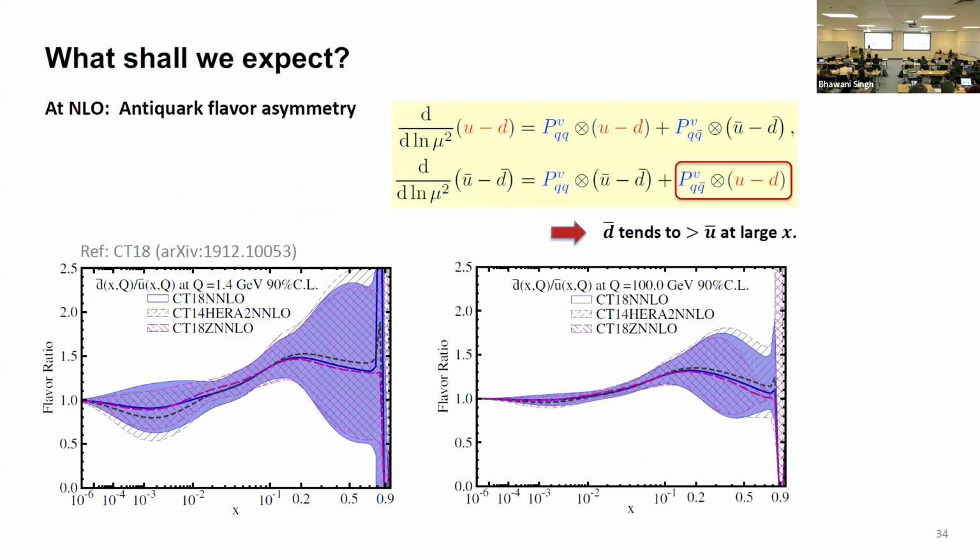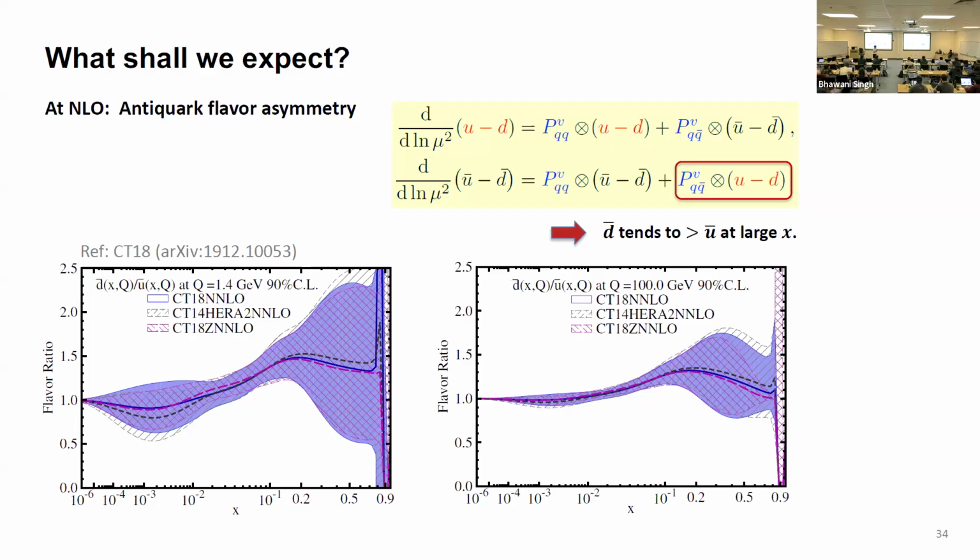And we can be more quantitative by taking the DGLAP equation, and for example, by taking the difference between U and D and U bar and D bar. The previous kernel gave us these two terms, the P_qq̄^V. The first one is saying that U minus D is mixing with U bar minus D bar, and the second one is saying that U bar minus D bar is mixing with U minus D. Without these two terms, these two equations are evolving just by themselves.